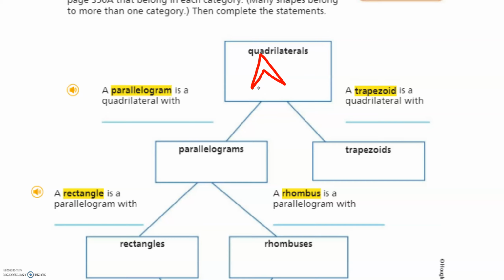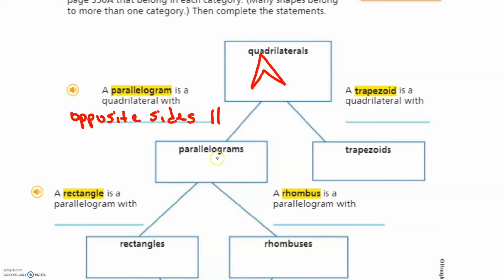Now in the whole world of quadrilaterals, we have some special kinds of quadrilaterals. One of them is a trapezoid, and another one is a parallelogram. So draw lines off of your quadrilateral. And we're going to go to parallelograms first. In your notes, you notice that it says a parallelogram is a quadrilateral with opposite sides parallel. And I'm going to show you the symbol for parallel. It looks like a set of parallel lines.